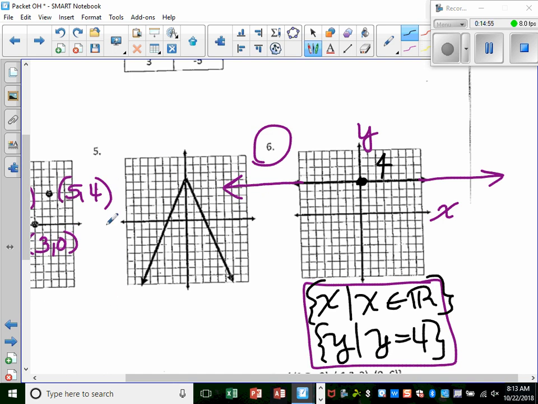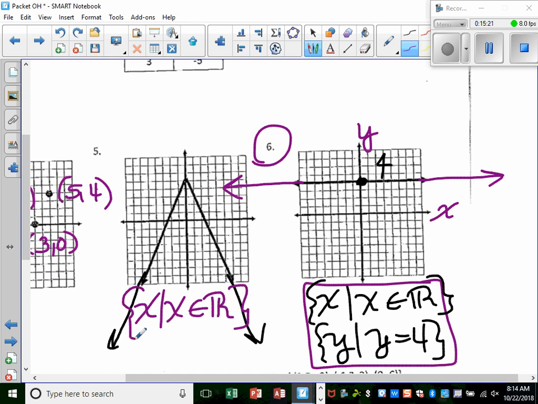Okay. All right, I'm going to do number 5. This is like an upside down V. Okay, so remember we just did a V that was going up in number 2 on the other page. So this is going to continue to go down. And as it continues to go down, it's going to stretch across the entire x-axis again. So we're going to say x such that x is an element of all real numbers.